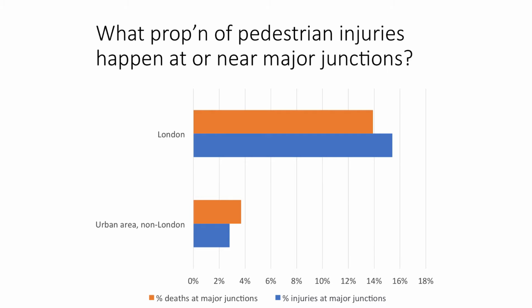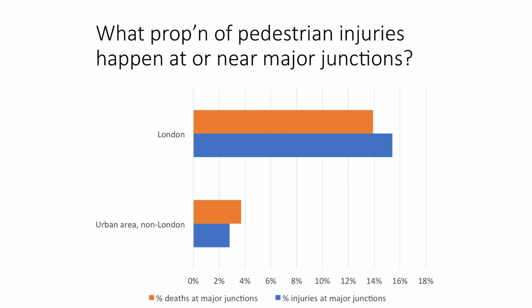So this is just something that I looked at for pedestrians. What proportion of pedestrian injuries happen at or near major junctions, A road junctions? This is urban areas outside London, and this is London. It's quite interesting that in urban areas outside of London, you've only got around 3% of pedestrian injuries and deaths happening at or near major junctions. But in London, it's around 14%.